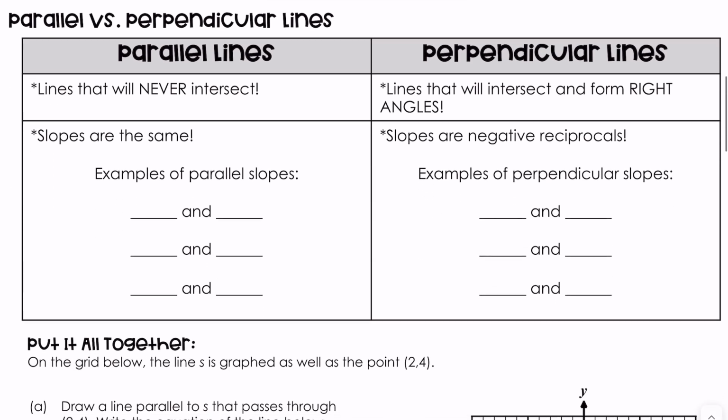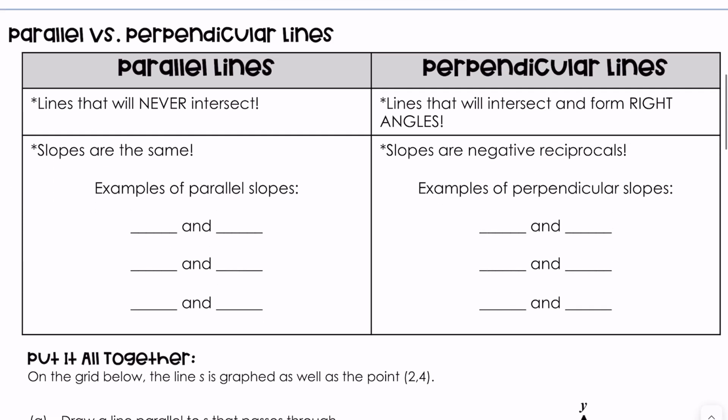Okay, parallel and perpendicular lines. Parallel lines are lines that will never intersect. They're never going to cross each other, so they're going to look like this. And then perpendicular lines are lines that intersect to form right angles. So for instance, they could look something like this. And I have a right angle there, there, there, and there.